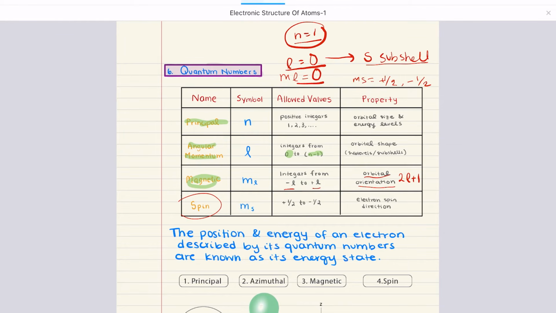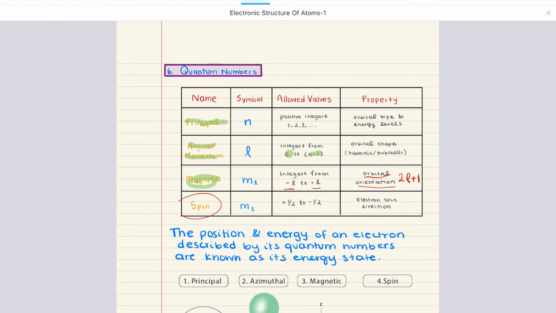And in that one S orbital, we can house two electrons, and they have to have opposite spins, one with a +1/2 value, one with a -1/2 value. Okay, that was simple and easy for n equals 1. Let's continue. Let's do n equals 2 and make sure that we really understand this.